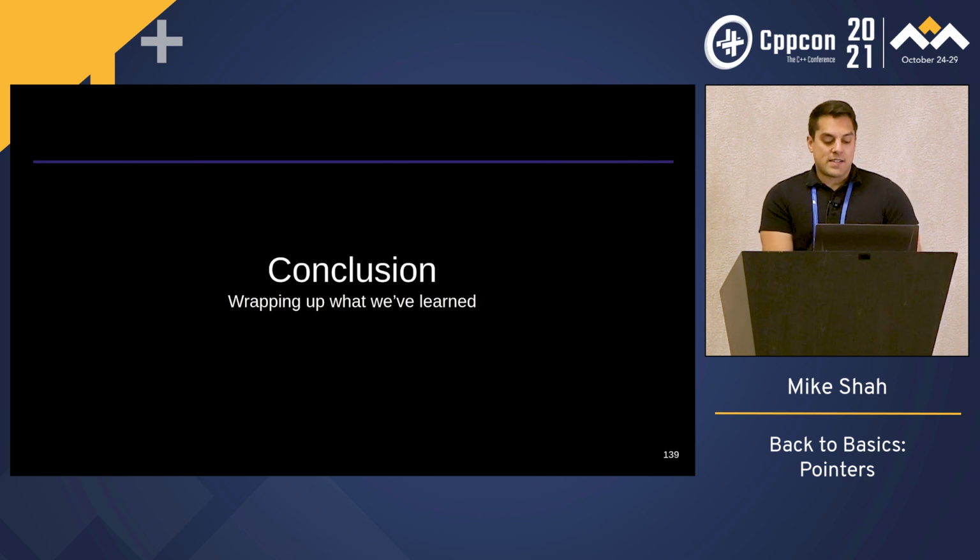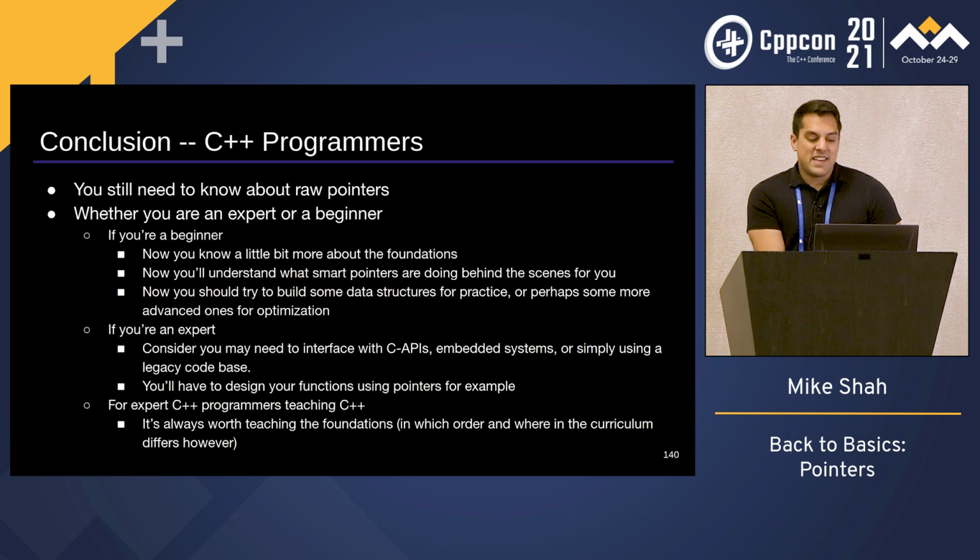Okay, so kind of wrapping us up here and then leaving a little bit of time for questions. I think we still need to know about raw pointers. In a sense, it allows us to appreciate some of the abstractions that we have, like the smart pointers. And it's always good to know about your foundations. And I would still argue, amongst experts thinking about this, if you're using C APIs or trying to interface with these other libraries, it makes sense because those are your only tools in those C libraries, right? You're passing things by pointer and returning them. So we still have to think about those in terms of legacy code bases or maybe supporting lots of platforms. So it's always worth teaching the foundations.